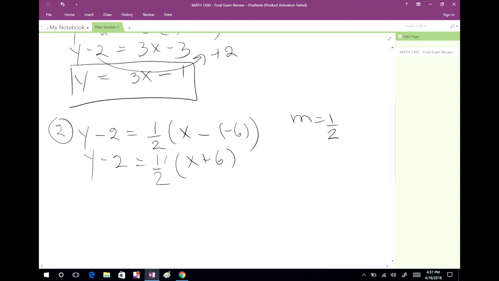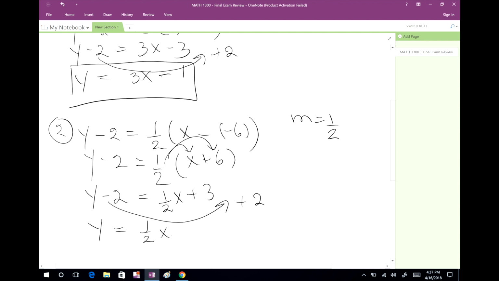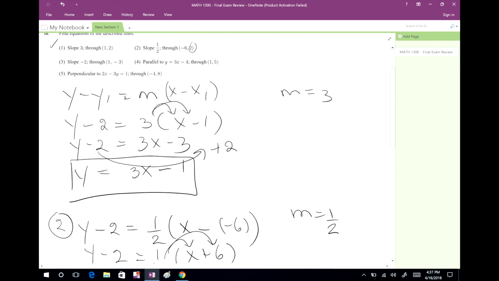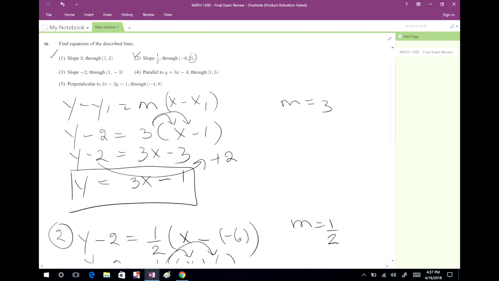Now I can go ahead and distribute this 1/2 into here. I get y minus 2 equals 1/2 x plus 3. Then I can go ahead and move the negative 2 to the other side. It becomes positive. I get y equals 1/2 x, 3 plus 2 is 5. And that is the equation of that line.